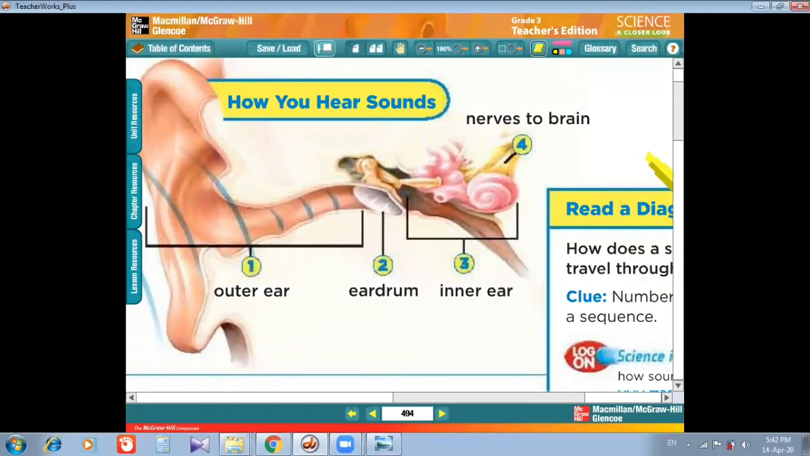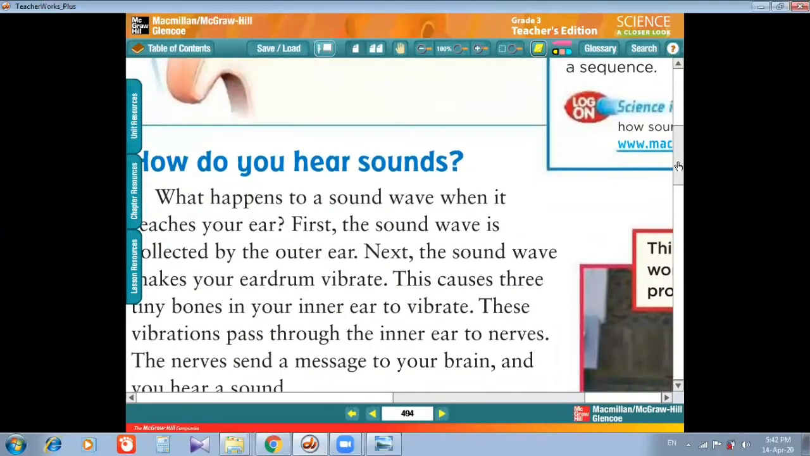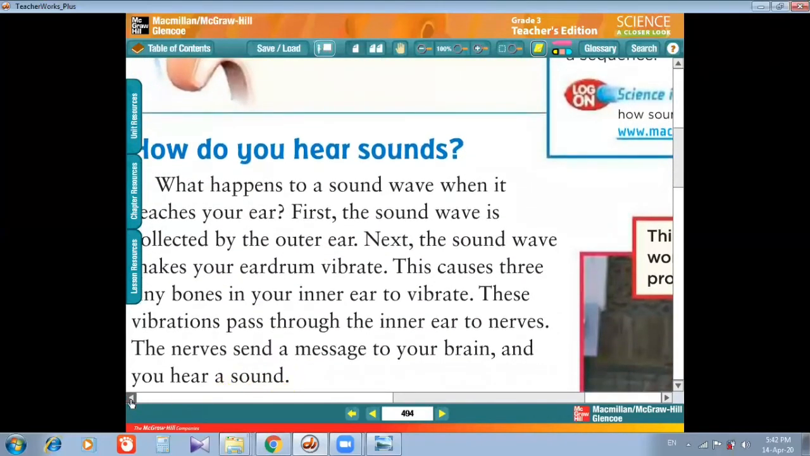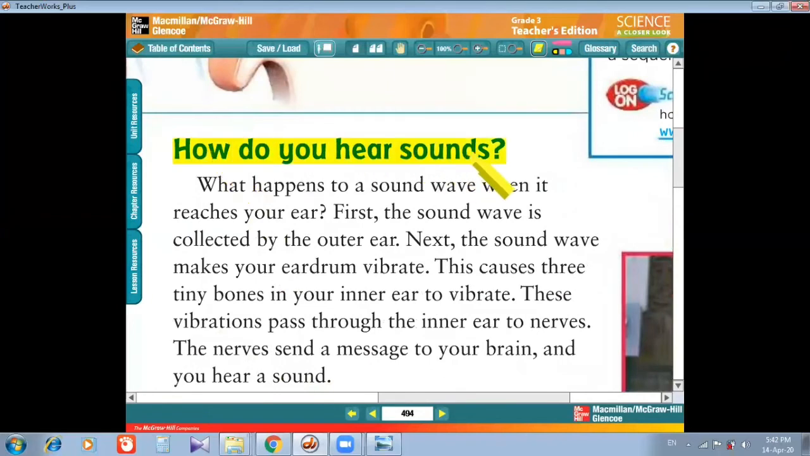Now we read it. What happens when we hear a sound? How do you hear sounds? What happens to a sound when it reaches your ear? First, the sound wave is collected by the outer ear. Next, the sound wave makes your eardrum vibrate. This causes three tiny bones in your inner ear to vibrate.